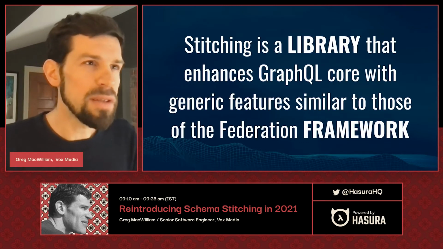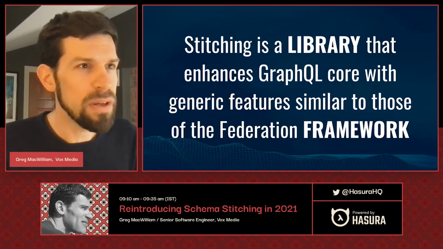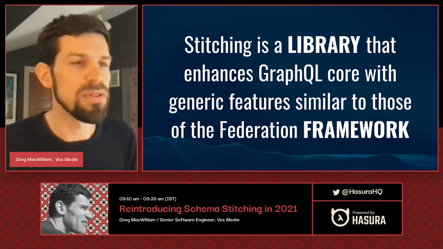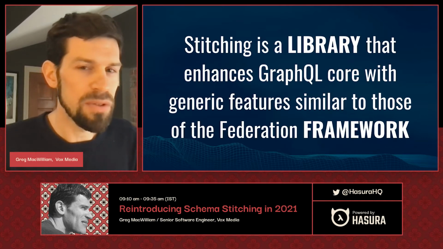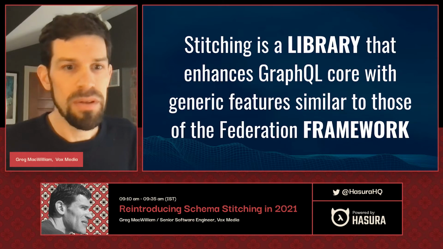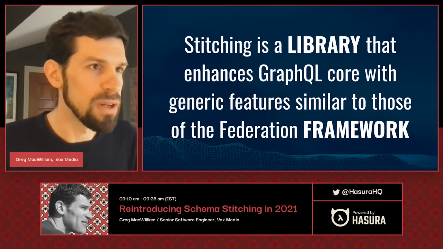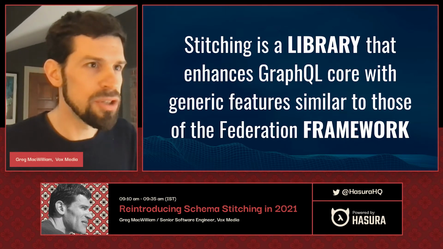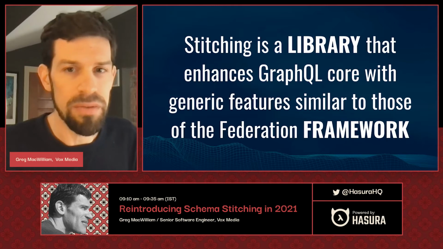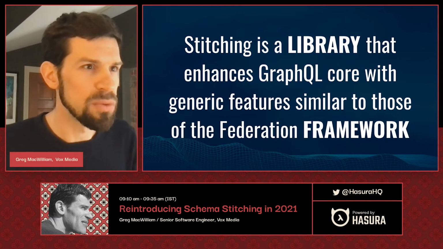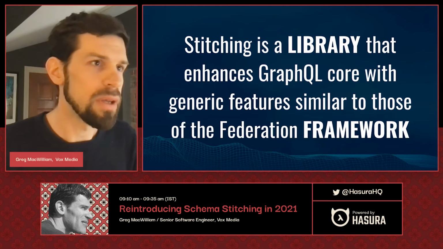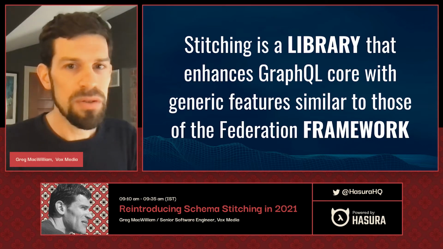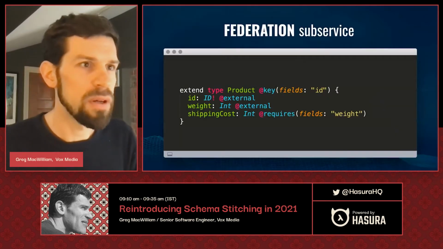So this might sound a lot like just reinventing federation, but there are some distinct differences here. And this really comes down to: stitching is a library that enhances GraphQL core with generic features that are similar to those of the federation framework. So if we really want to appreciate the differences between what stitching has to offer and what federation has to offer, it comes down to understanding those words: what is a library and what is a framework. Taking them in turn, start with federation.